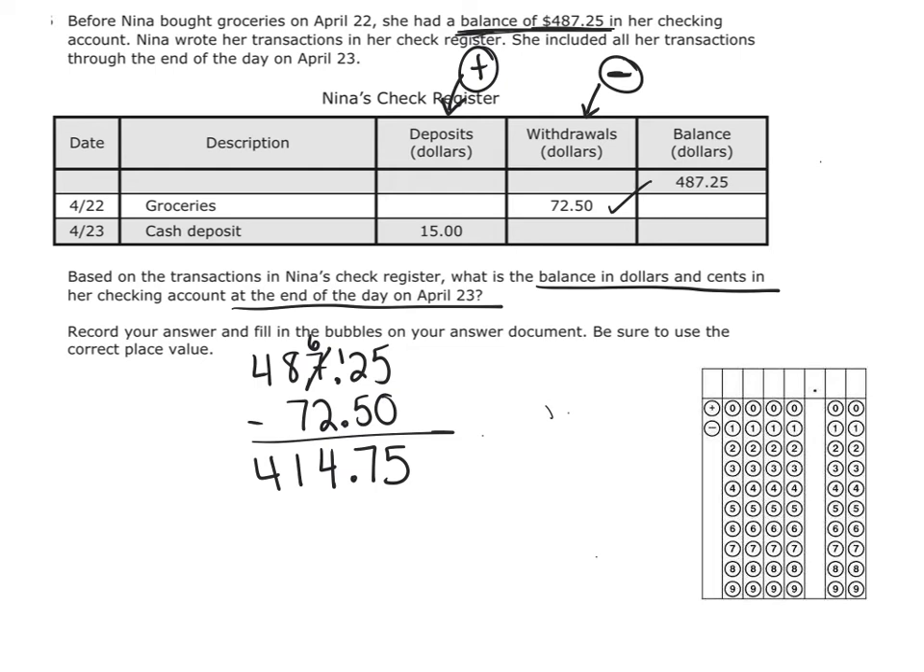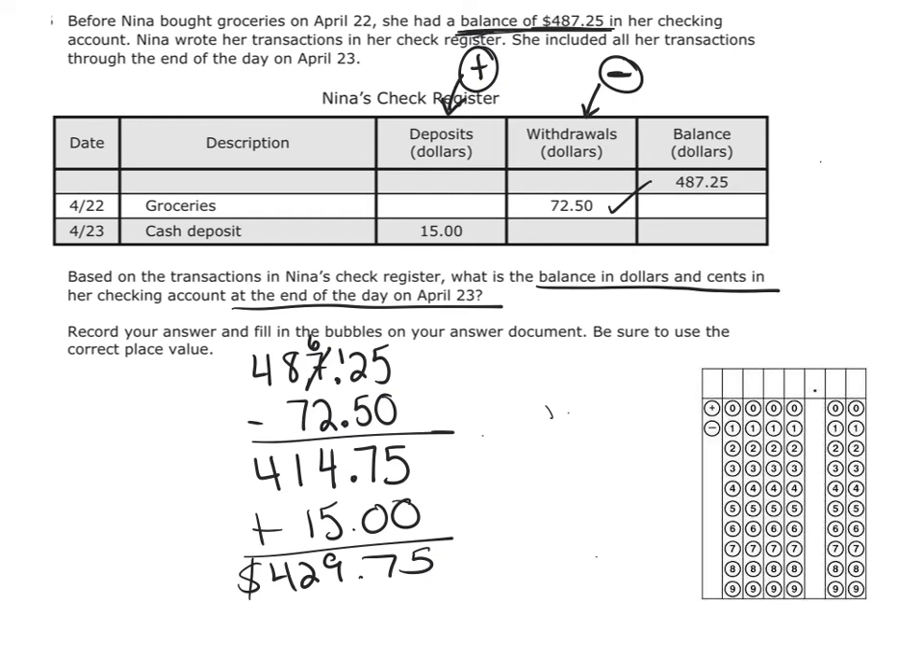Now go back, and now we have to deposit $15 in. So now we're going to add $15, which will give us $429.75. And it's positive because she has that money.